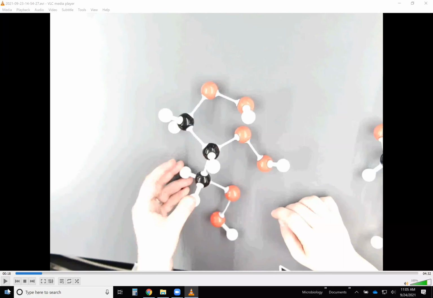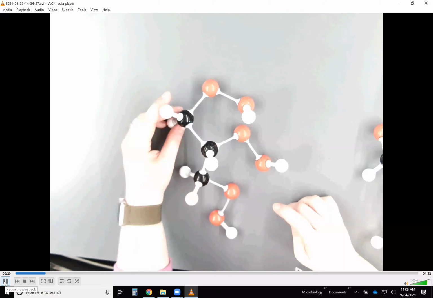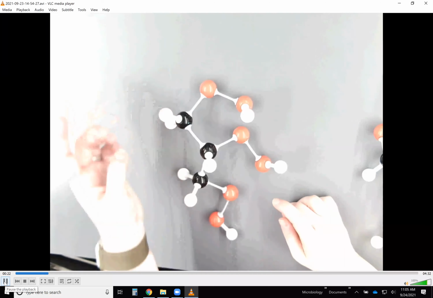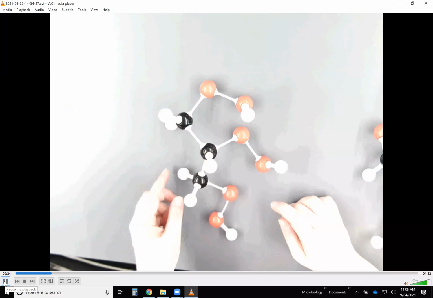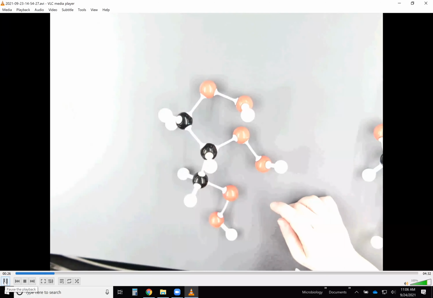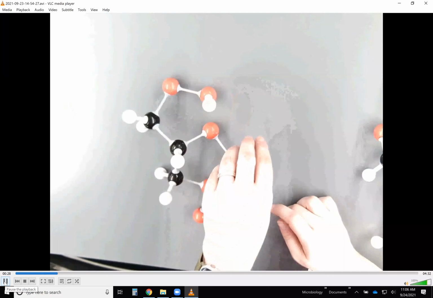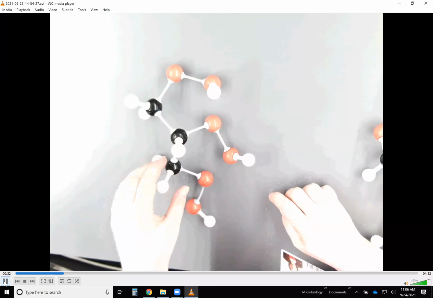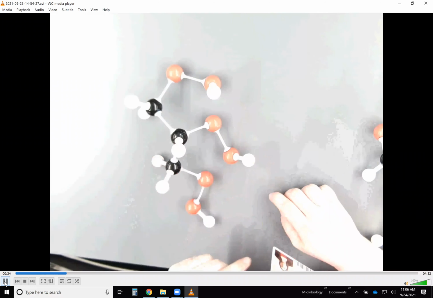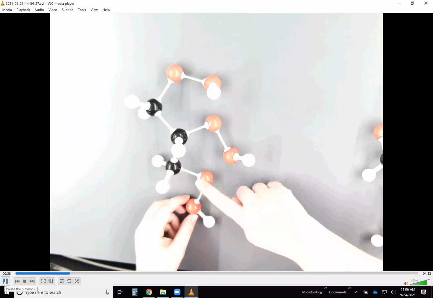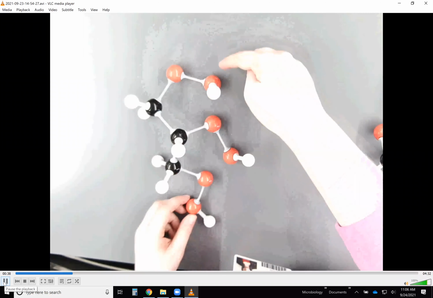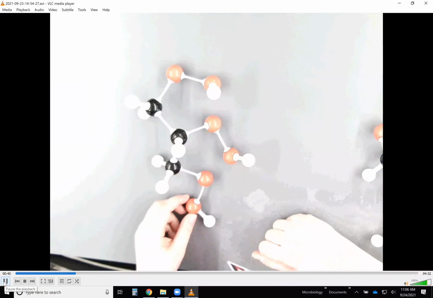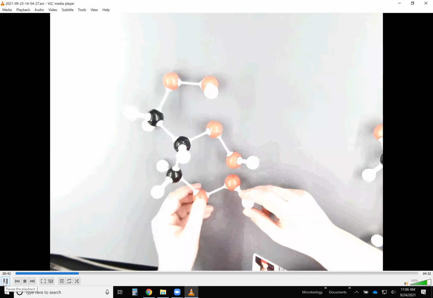Here we have a glycerol molecule, and there are 3 carbon atoms bonded to each other, the 2 hydrogens on the end, and there is 1 hydrogen on the center one. Then there are 3 hydroxyl groups on the ends also. There are 2 oxygens on each, and then there's a terminal hydrogen on each one.